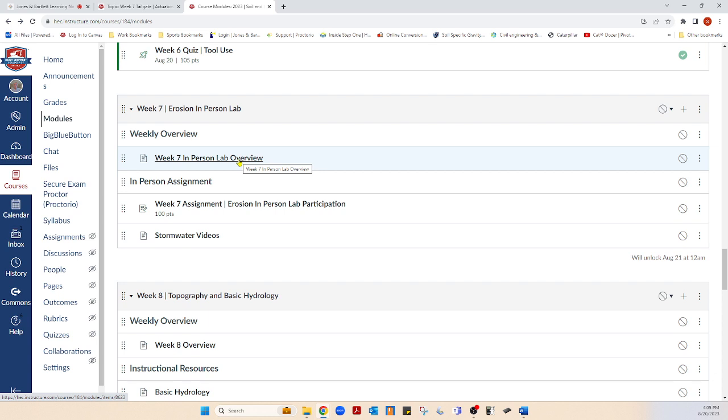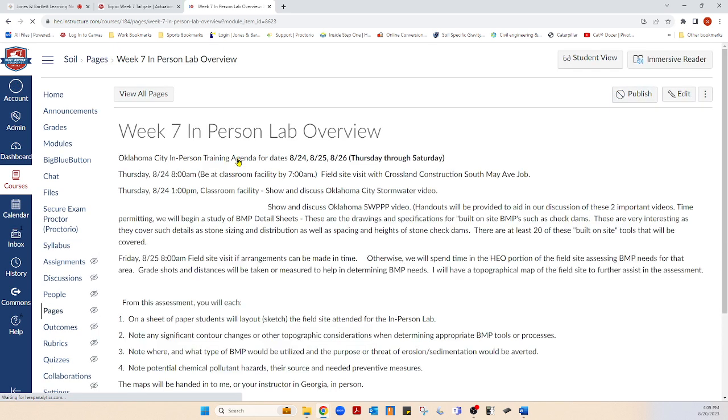Sometimes it's not. It depends on who you can get to come out to the site or let you go to theirs. But I'll go over what's going on in Oklahoma City, and you can remind yourself. This is kind of the overview for the in-person lab.